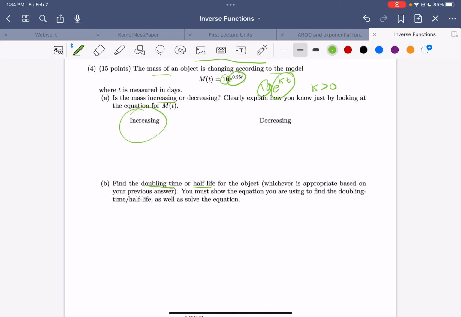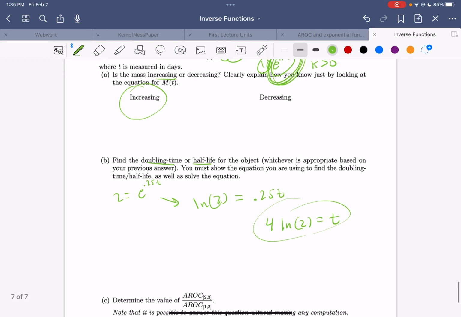Find the doubling time or half-life. So you would say, when does the stuff that changes equal 2? e to the 0.25t equals 2, and take the natural log of both sides. You'll get natural log of 2 is 0.25t. Divide by 0.25, that's the same as multiplying by 4. So I'm going to write it like this: 4 ln 2 is equal to t.